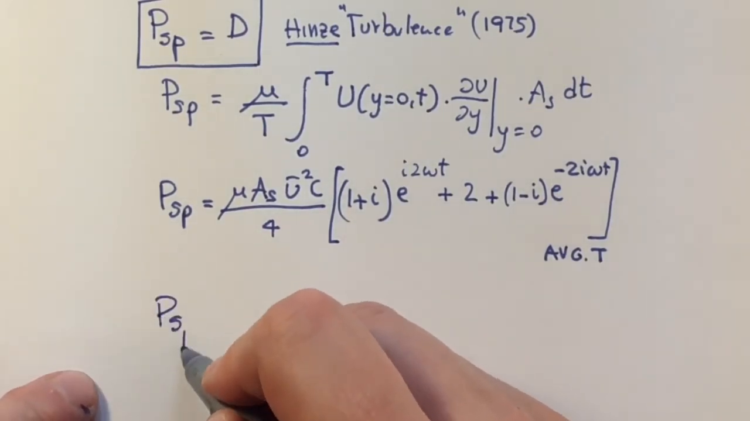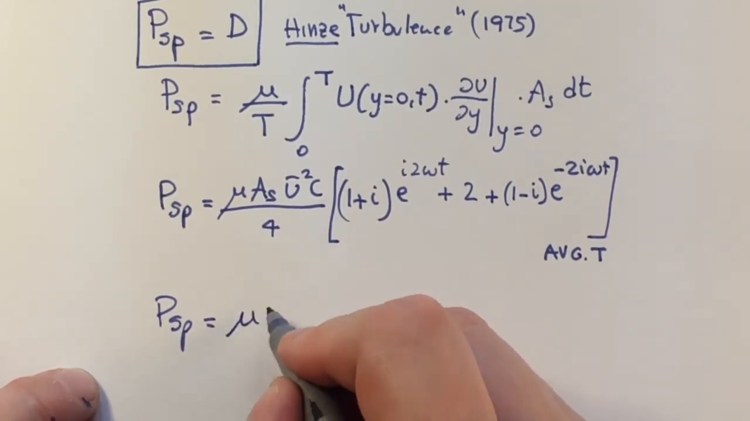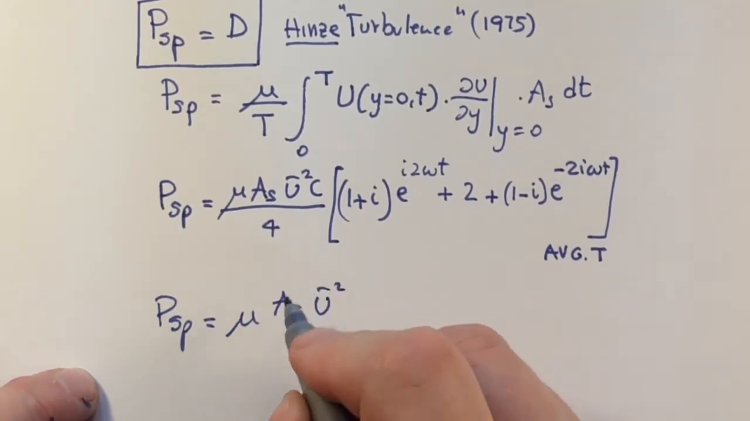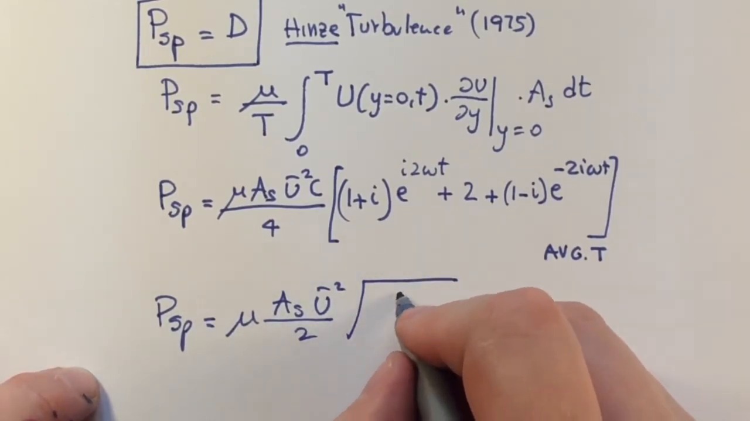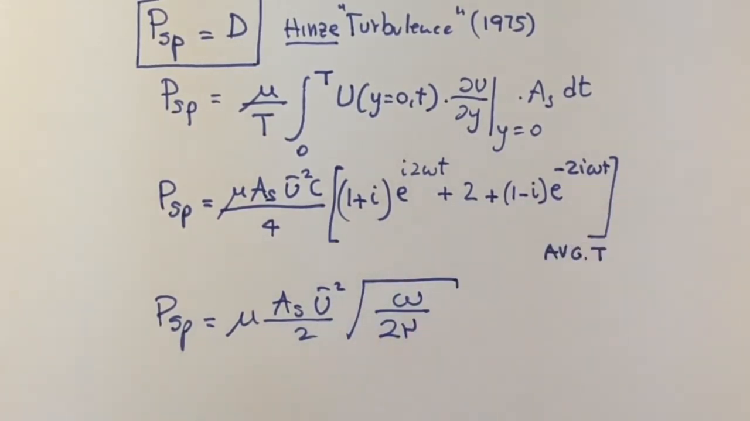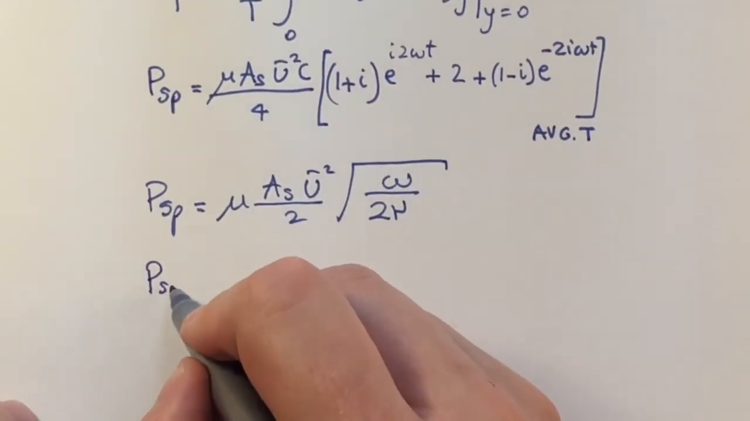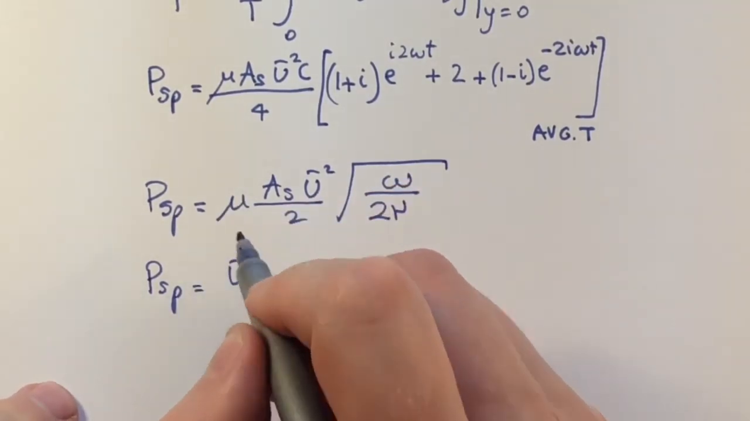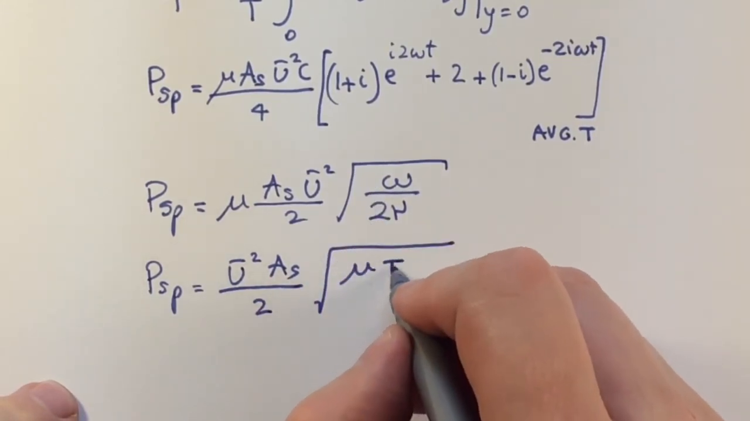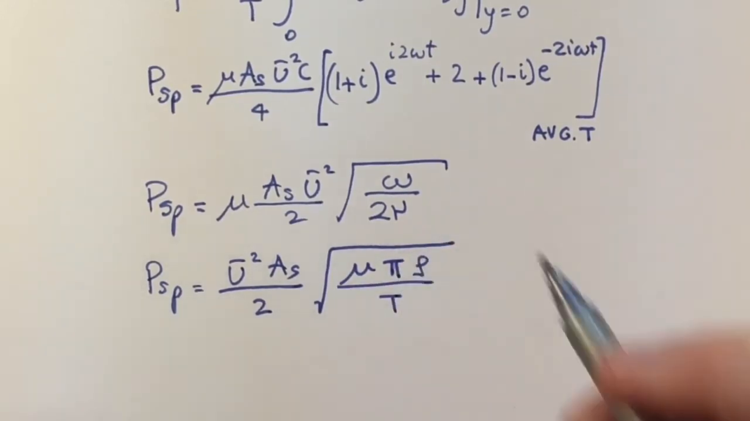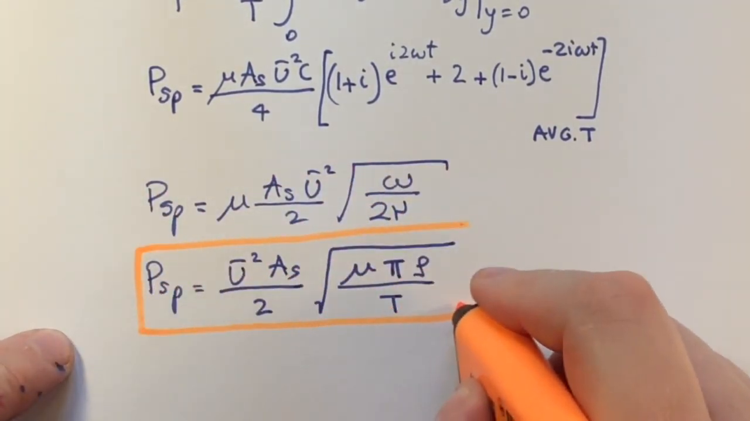So we obtain P spent equal to mu times A_S u bar squared divided by 2 times the square root of mu divided by 2 nu, the kinematic viscosity. And we rewrite this as u bar squared A_S divided by 2 times the square root of mu pi rho divided by T. And so exactly the same expression as the dissipation into heat that we found before.